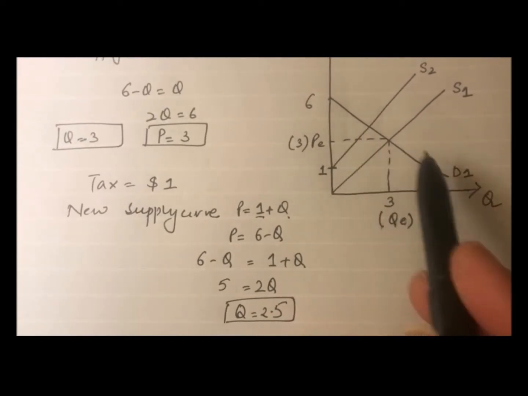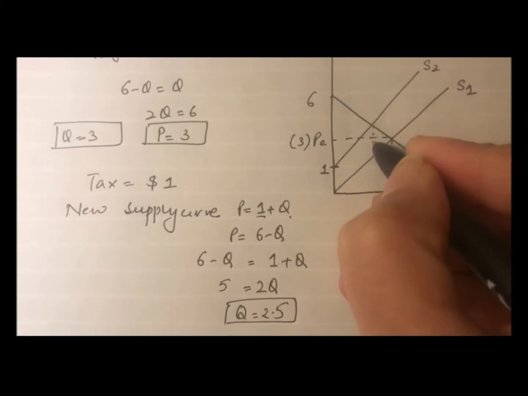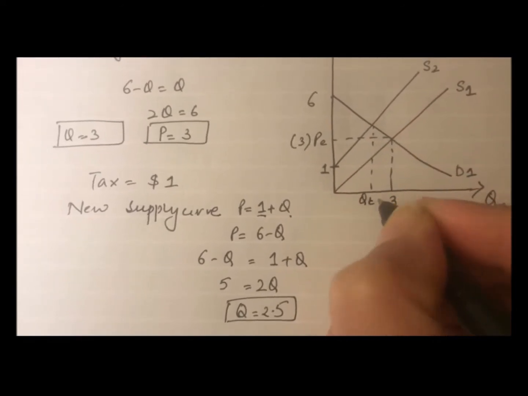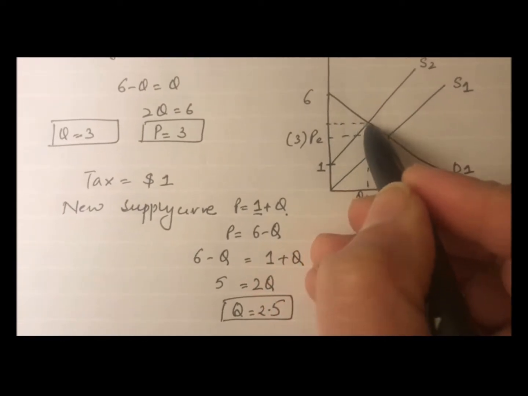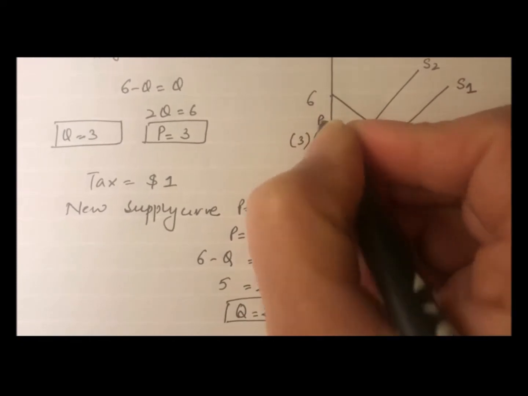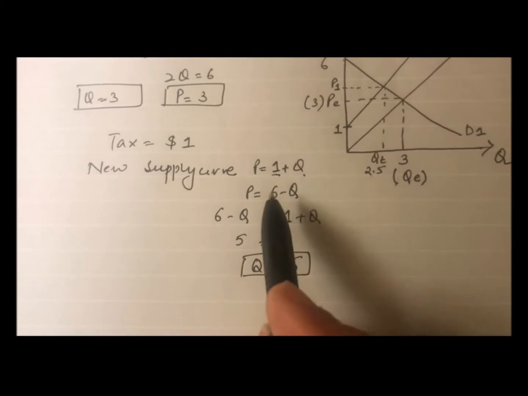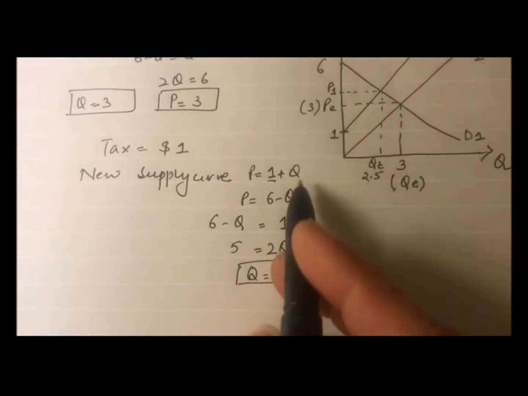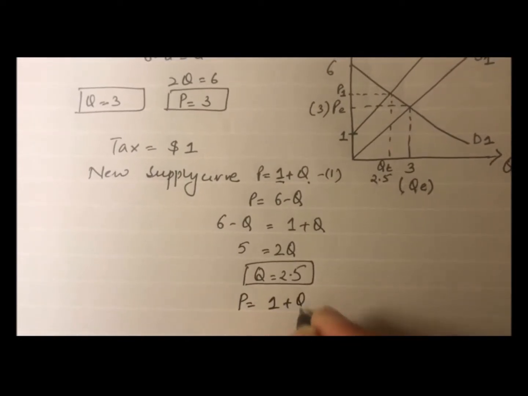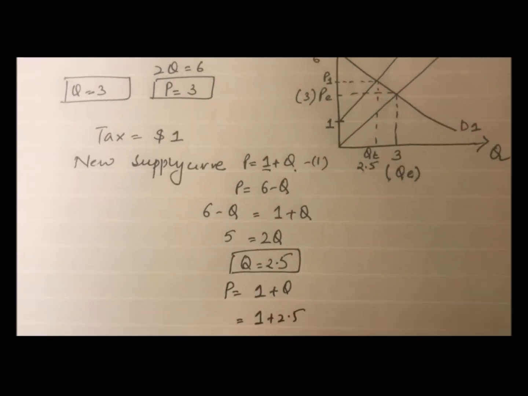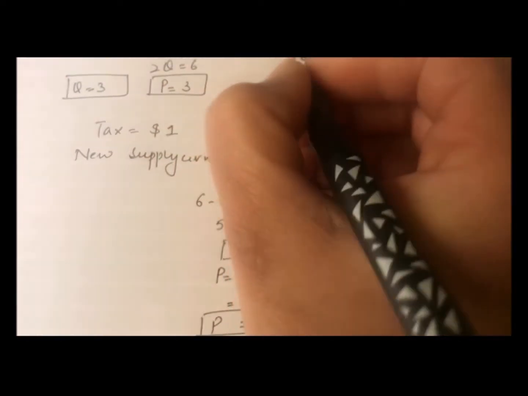On the graph we can see that the new supply curve and the old demand curve intersect at this point. So this is our QT, whose value is 2.5. Similarly, we have to find the value of P1. To find the value of P1, we can substitute this value in either of these two equations. Here we are substituting it in our new supply curve, which is P equals 1 plus Q, equals 1 plus 2.5, which is 3.5. So our new price comes out to be 3.5.